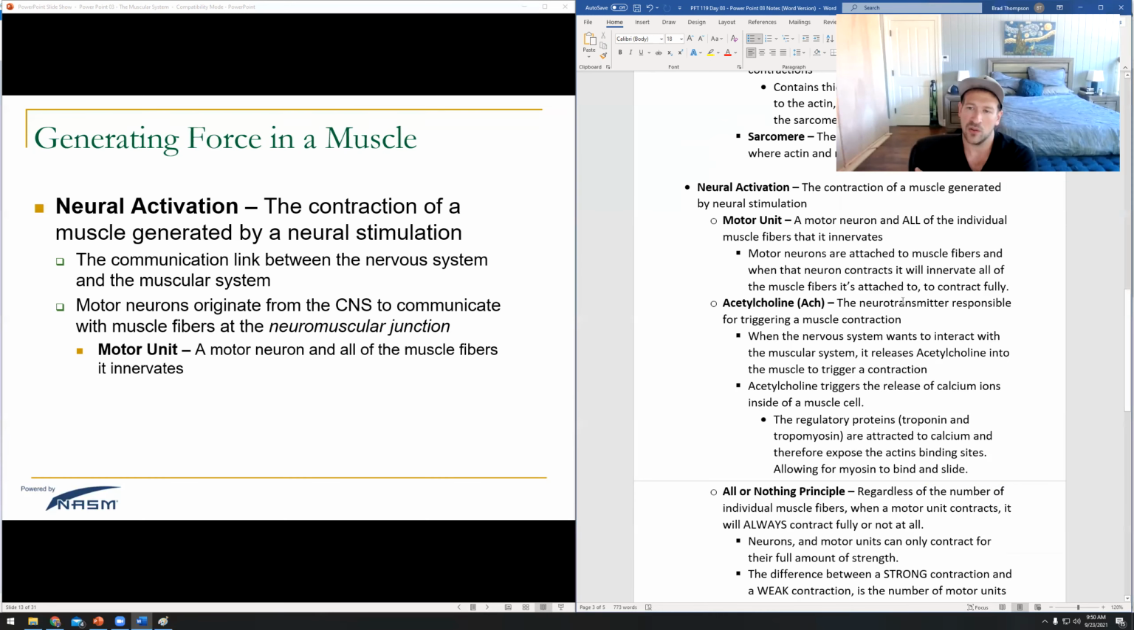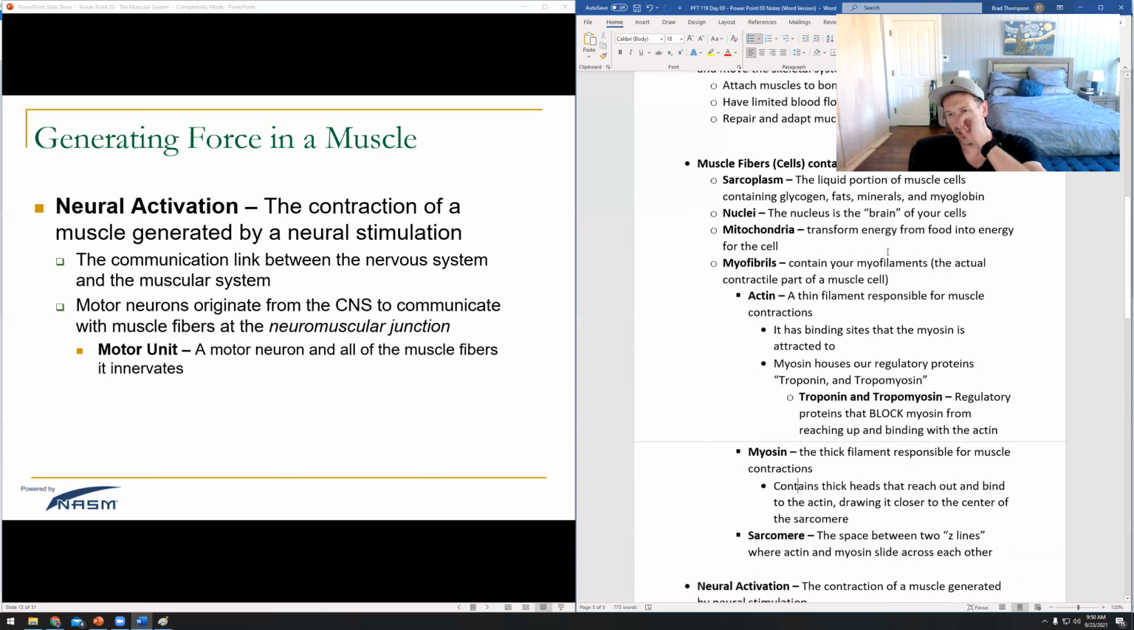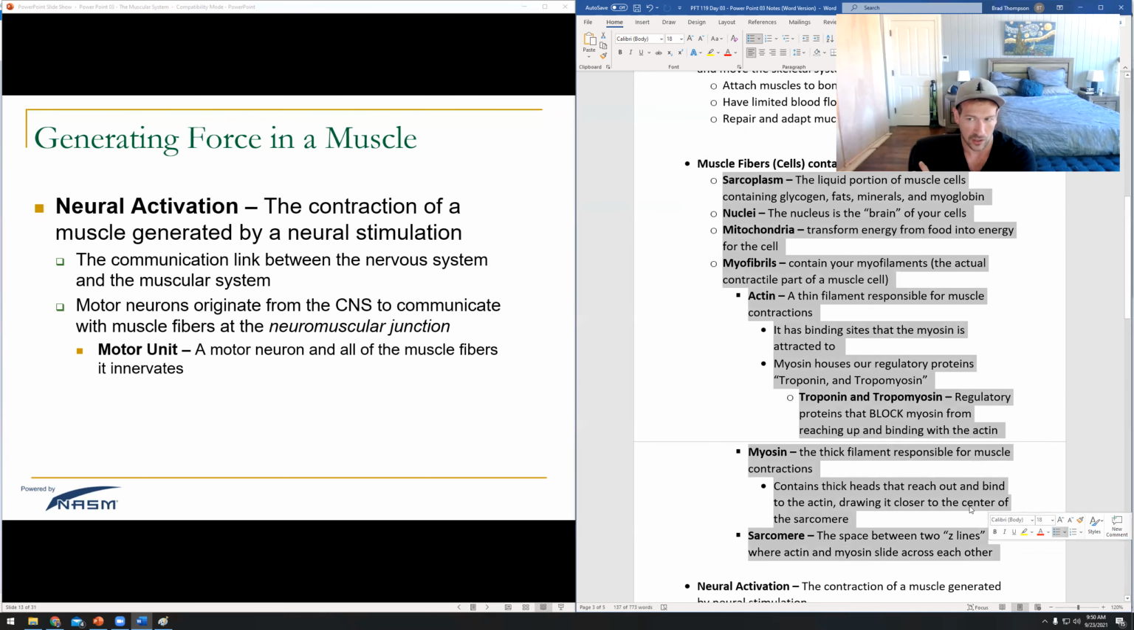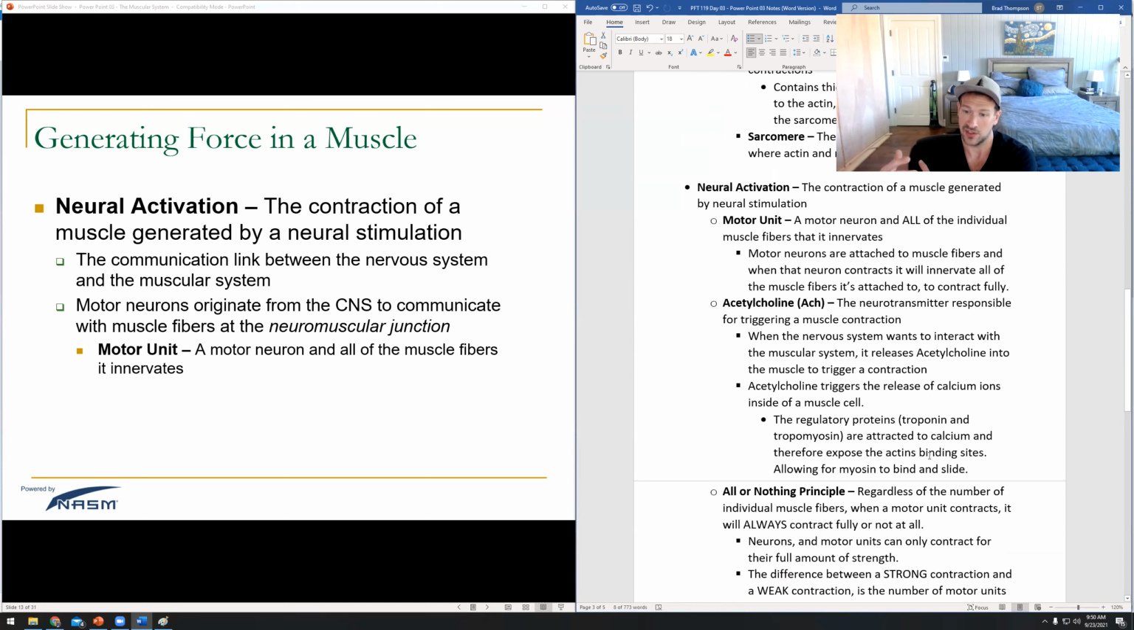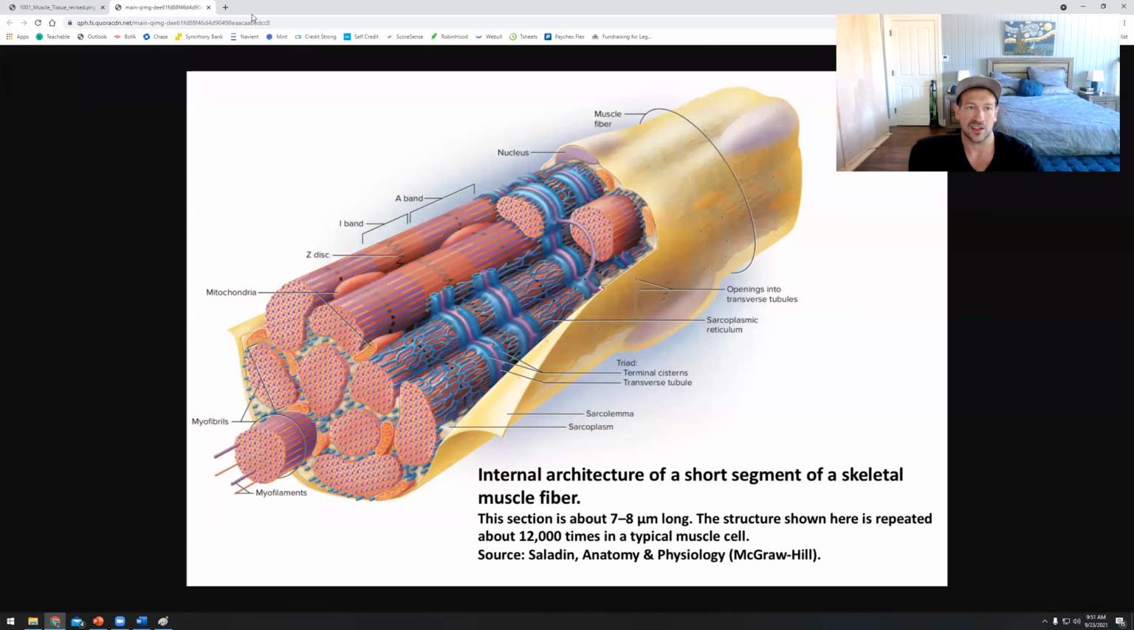So we kind of got into it a little bit, but that's all the stuff that's happening within the cell. Now, how do we actually trigger all of this to happen? We got the nervous system. This is where the nervous system and the muscular system are going to work together. So you're going to have what is called neural activation. Neural activation is the contraction of a muscle thanks to neural stimulation.